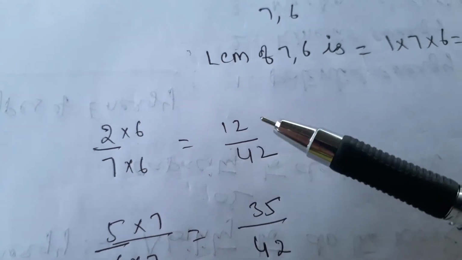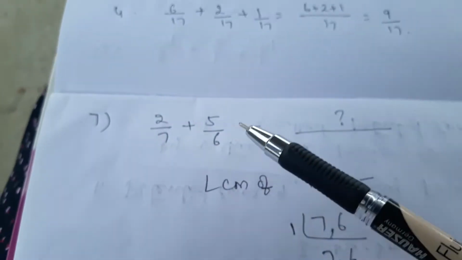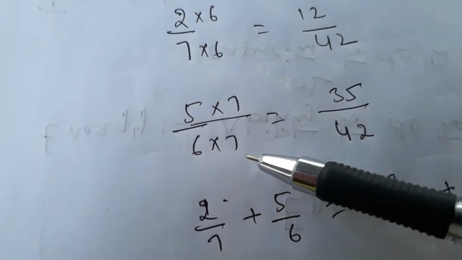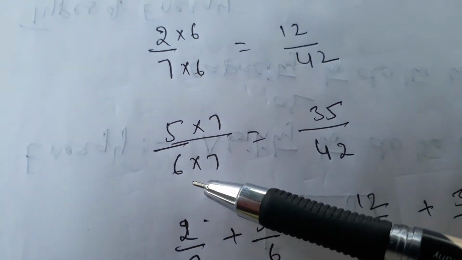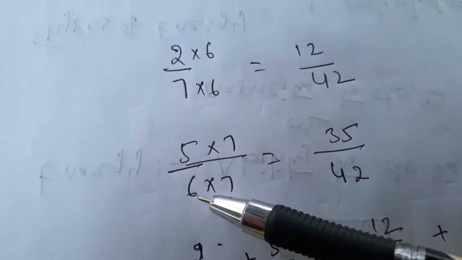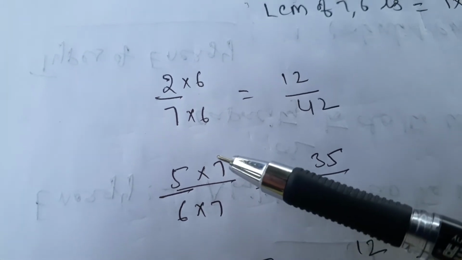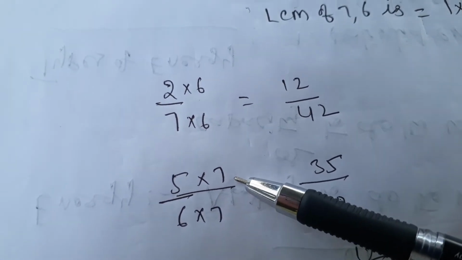So you will get 12 by what? Now similarly take another fraction, 5 by 6. Now that also, make the denominator the LCM. LCM, what? 42. So make this 6 into 42. What do I have to multiply? 7. So then multiply the numerator also with 7.